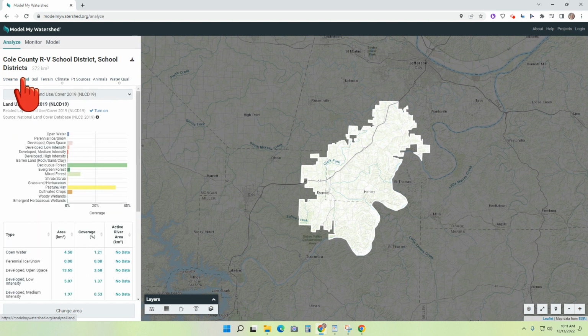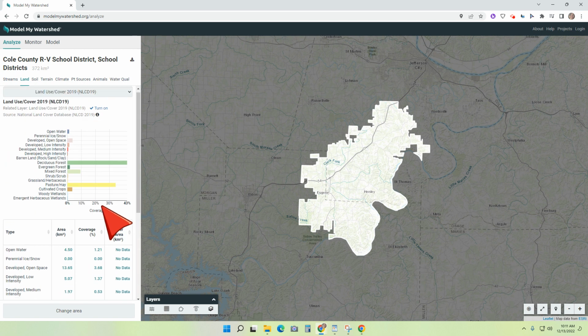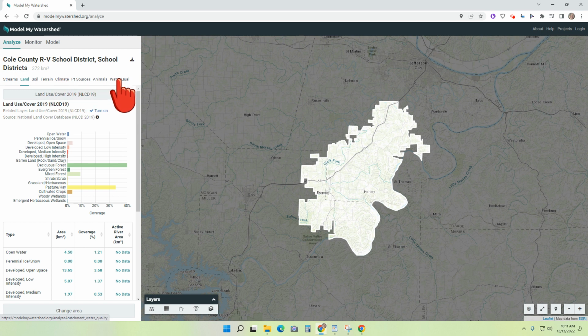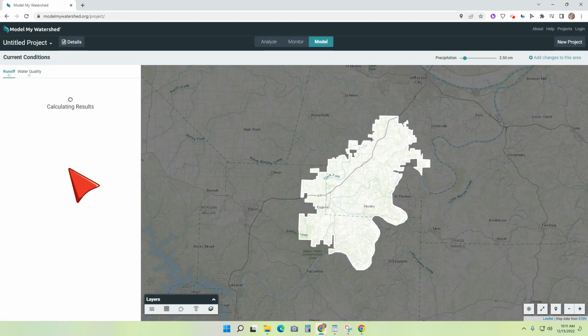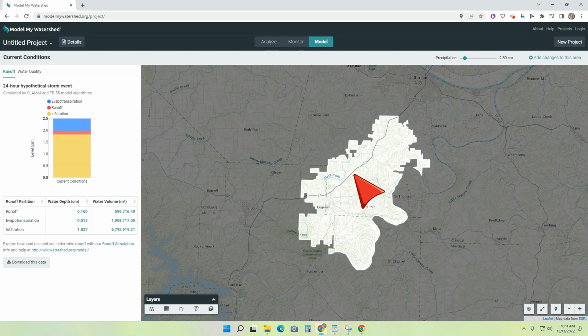So let's look at their land. Their land has a lot more pasture than we had cultivated crops, but they're still very similar to us in deciduous forest. And then will it be similar when you go ahead and look through the model? Do a site storm model there. Looks very similar. Let's go extreme storm and see what happens. We have a very similar reset there.